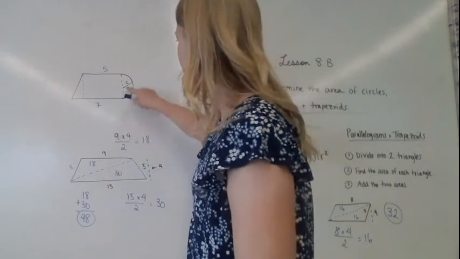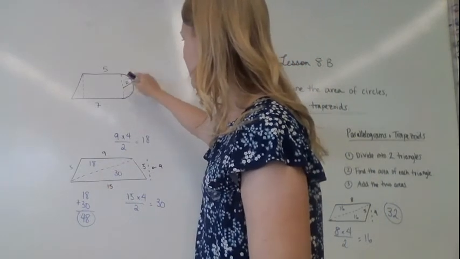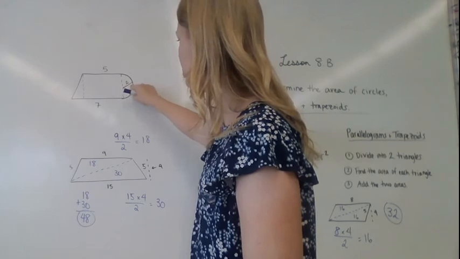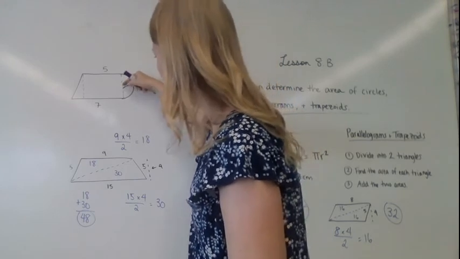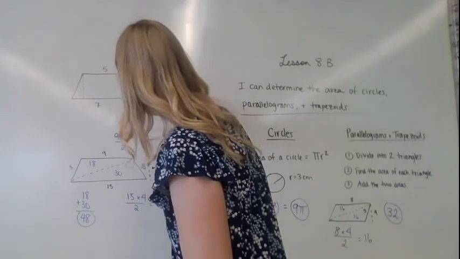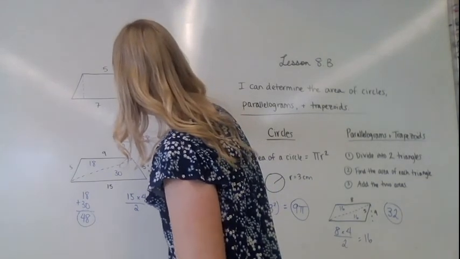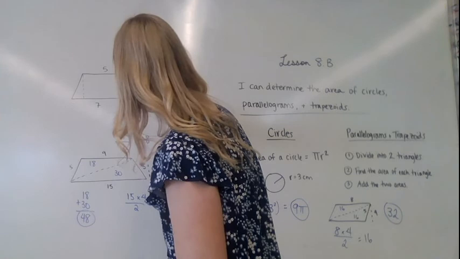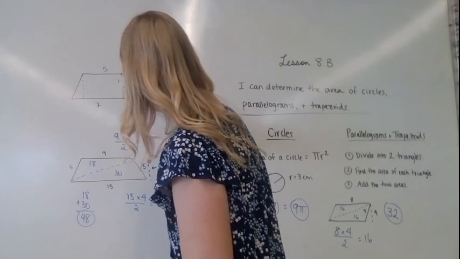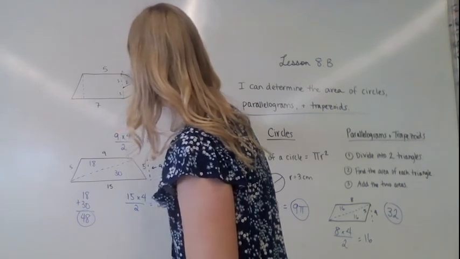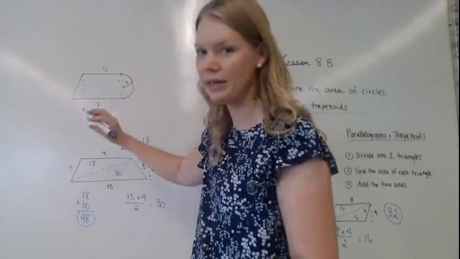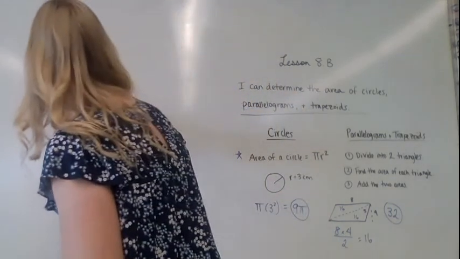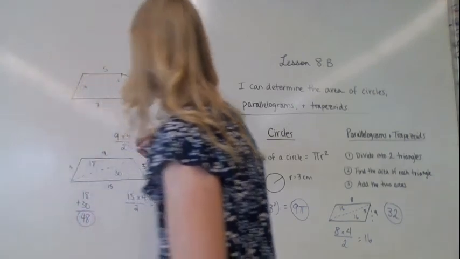So starting over here, I see that the radius of this semicircle is 2. And so if this radius is 2, that means that from the center of my semicircle out to any outside point, that length is 2. So that makes this part 2 and also makes this piece 2, which means that the side length of our rectangle here is 4.